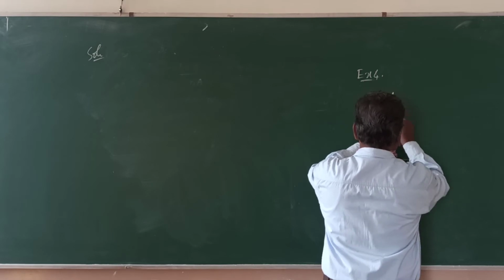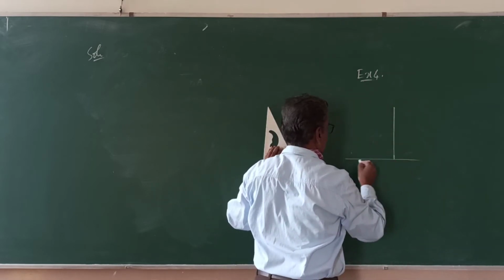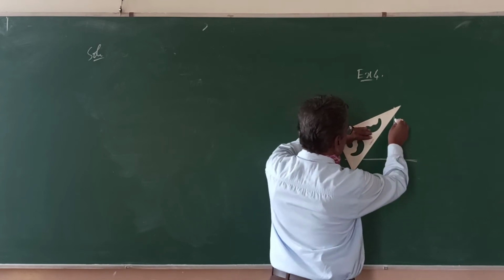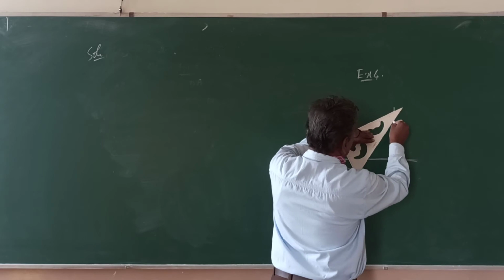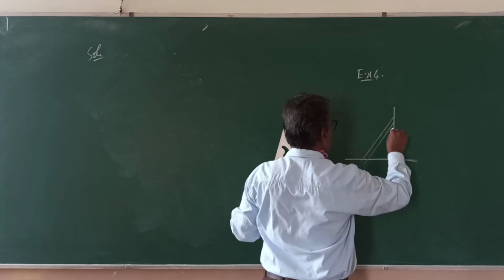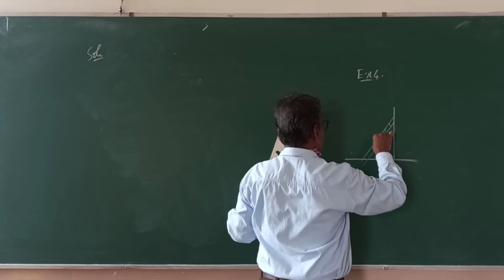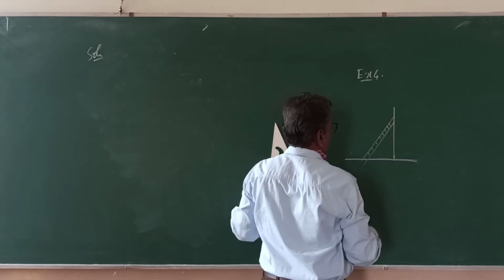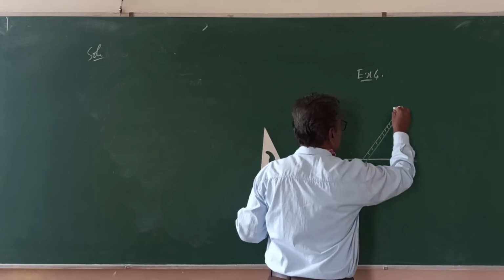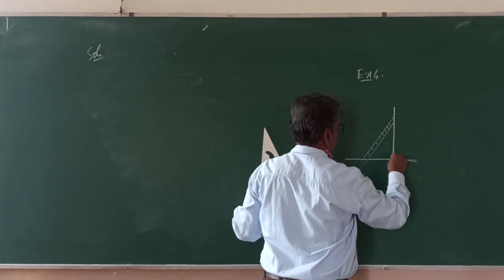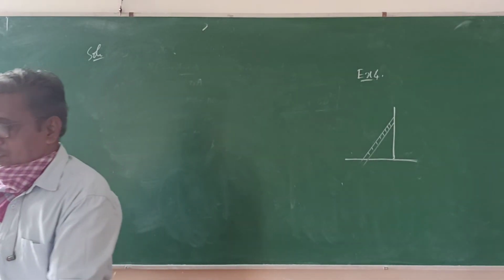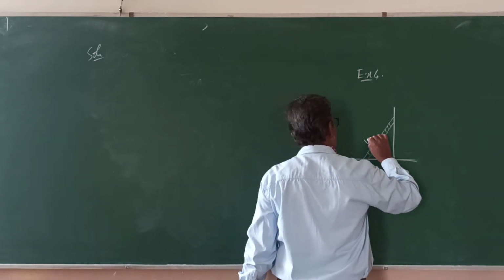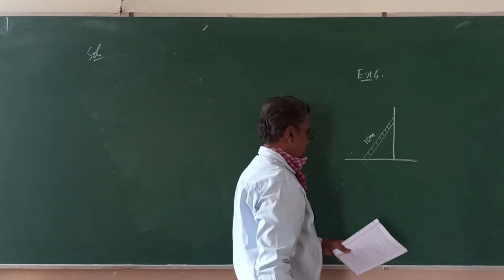This is a wall. This is ground level. There is a ladder. This is the wall. The question is: a ladder 10 meter long. The length of the ladder is 10 meter.